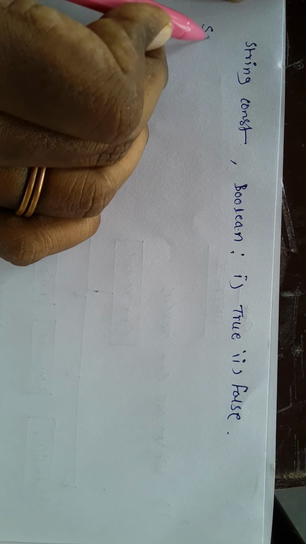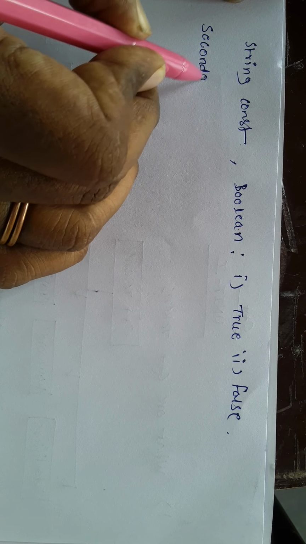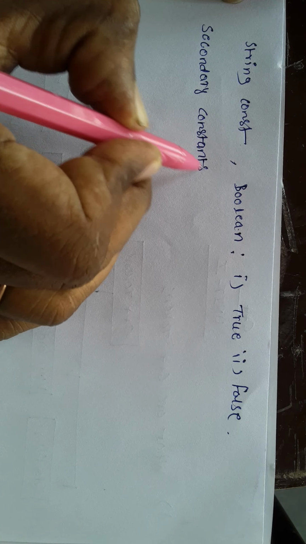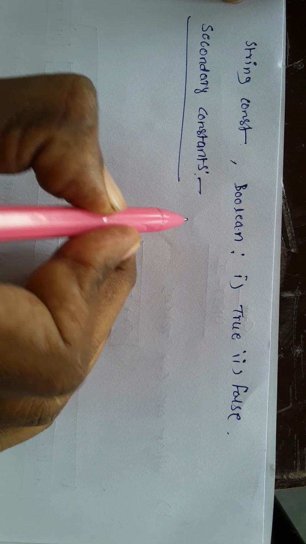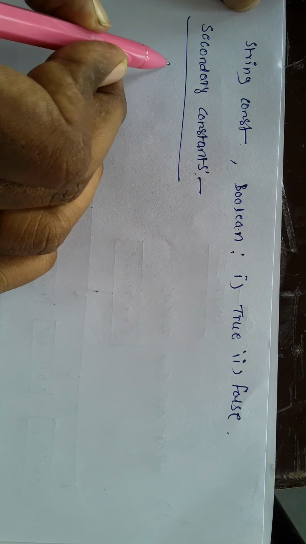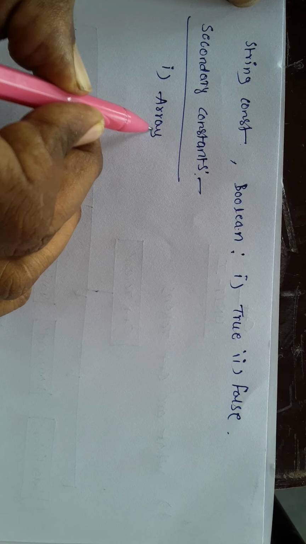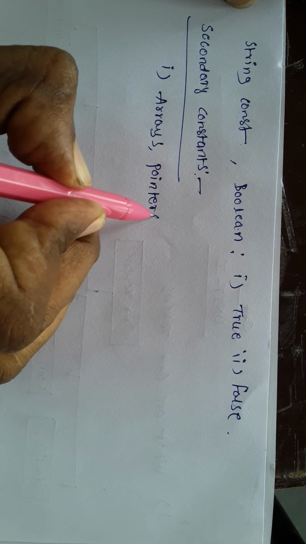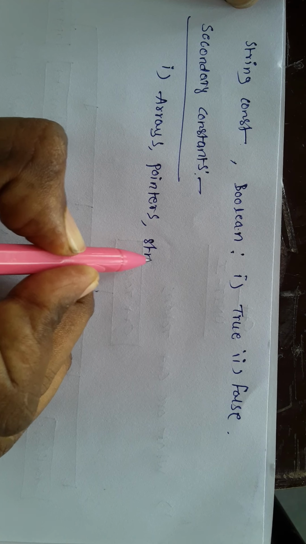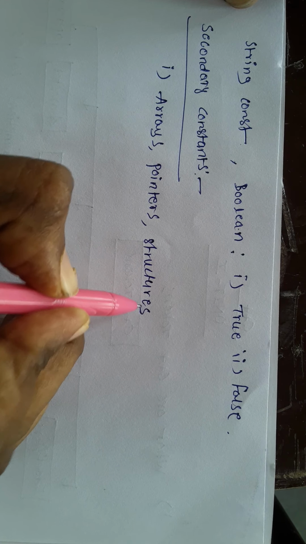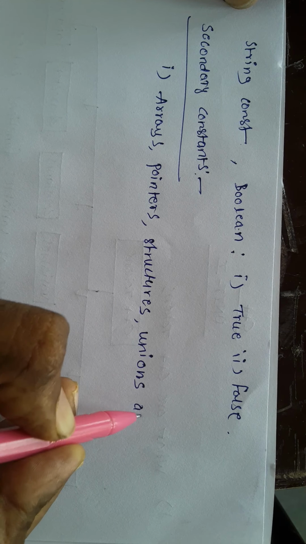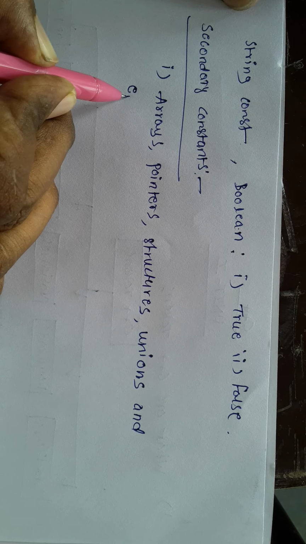And the secondary constants include arrays, pointers, structures, unions and enumerations.